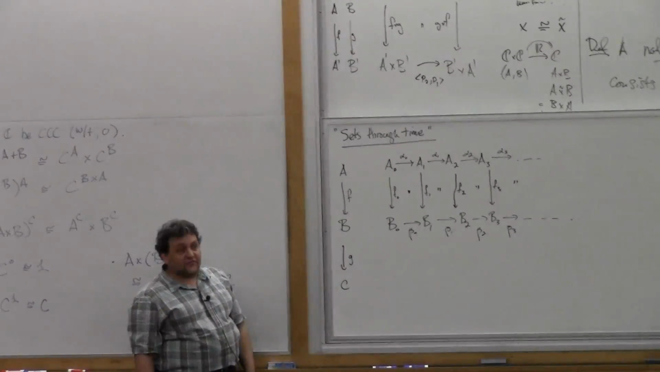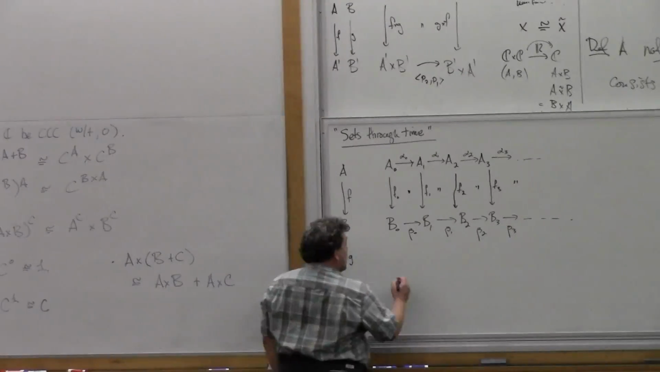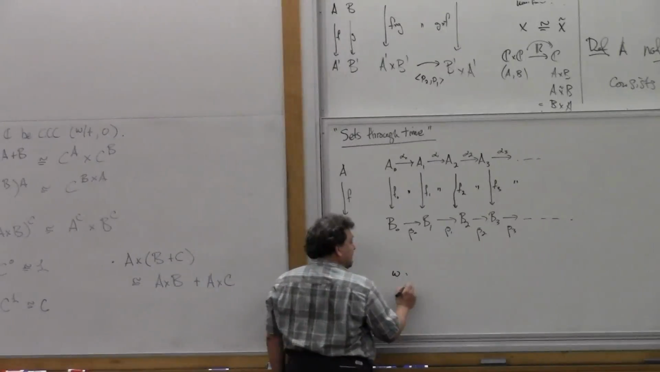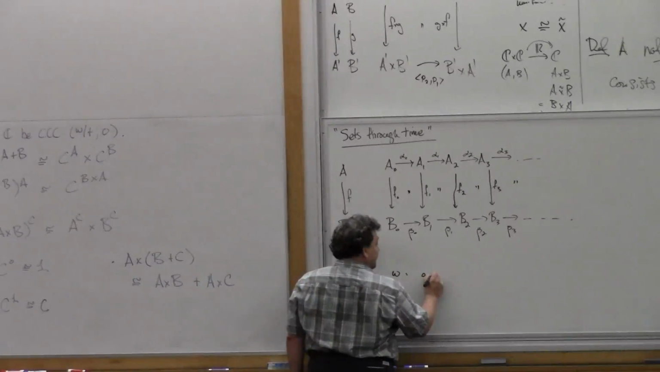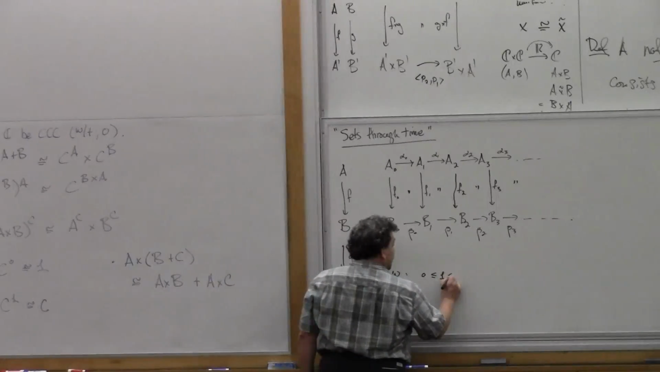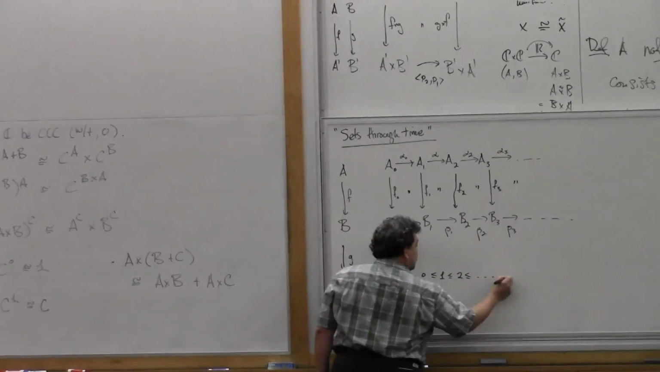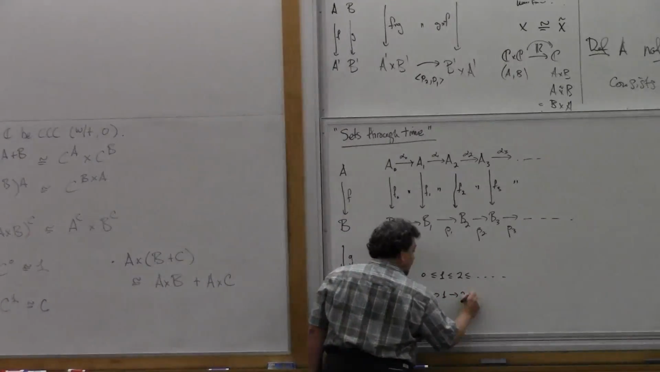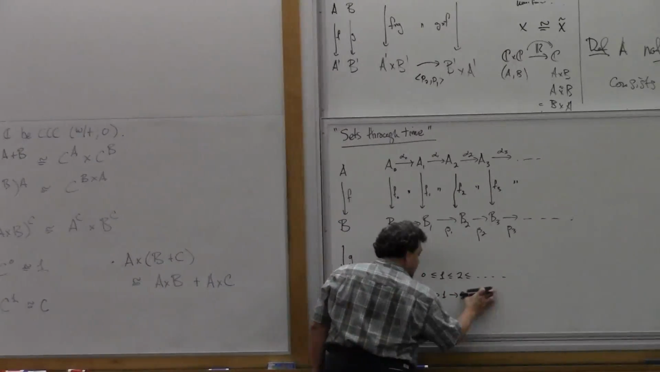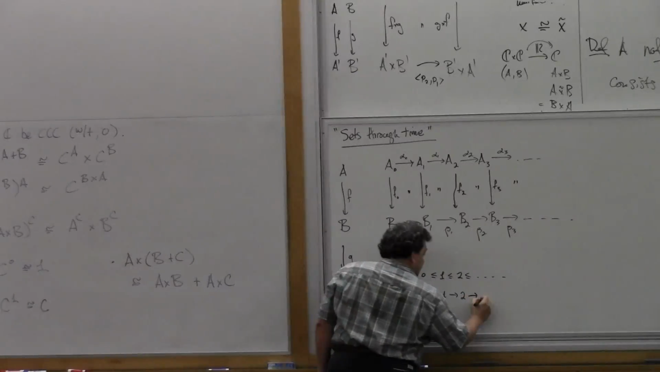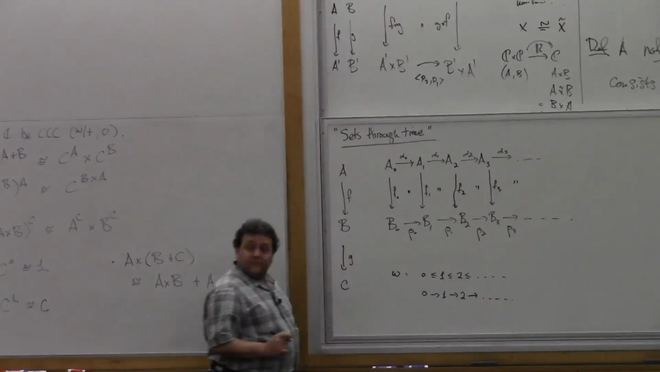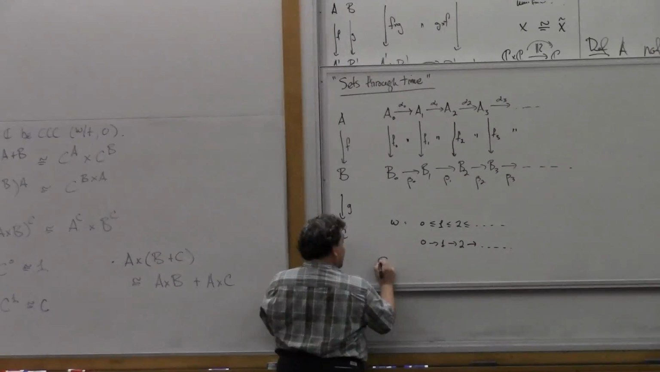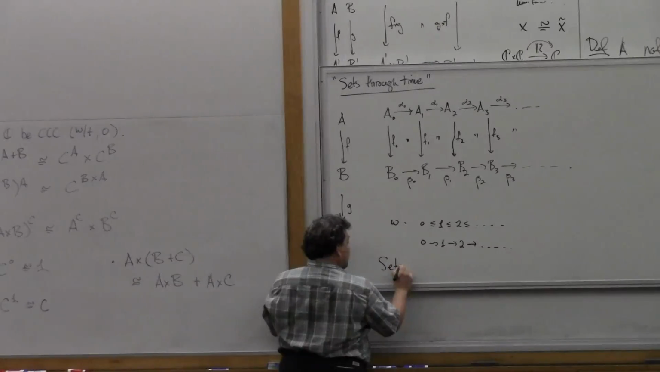Here's an easier way of describing sets through time. Let's take the natural numbers. Let's write them as omega, because we're thinking of them as ordered. So we have 0, less than or equal to 1, less than or equal to 2, and so on, right? It's a category. These are the arrows. It's a preordered category. In this case, it's a poset category. And now, the category of sets through time is just the functor category sets to the omega.